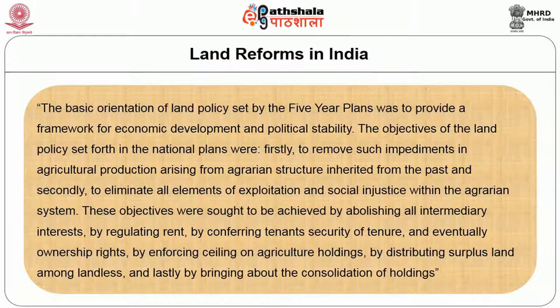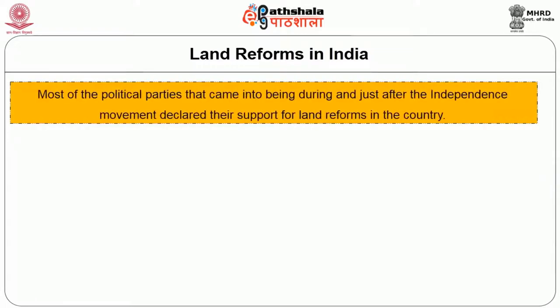These objectives were sought to be achieved by abolishing all intermediary interest, by regulating rent and by conferring tenant security of tenure and eventually ownership rights, by enforcing ceiling on agricultural holdings, by distributing surplus land among landless, and lastly by bringing about the consolidation of holdings. In India, land reforms were implemented by the states.